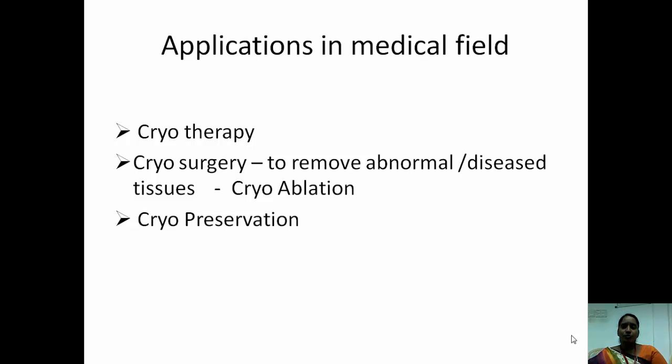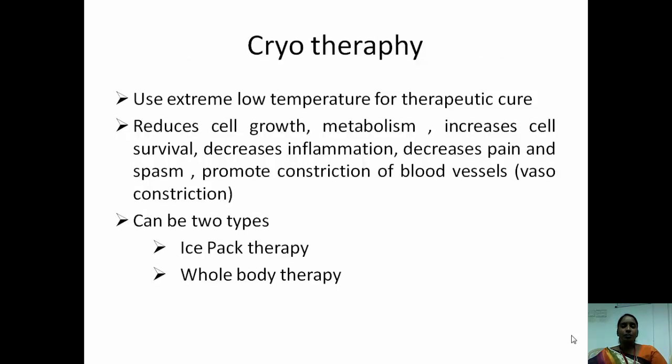Cryogenics can be used for therapeutic purposes as well as surgical purposes as well as for preservation. Based on this, it is classified as cryotherapy, cryosurgery and cryopreservation. In cryosurgery, there is a subterm called cryoablation. In cryotherapy, we use extreme low temperature for therapeutic cure.